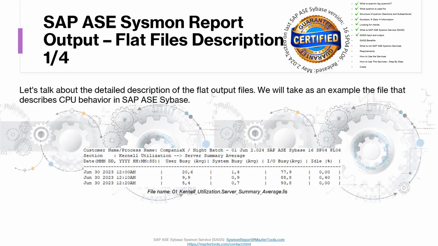All flat files have as a header the name of the client, and of the process, the Sysmon section, in our case kernel utilization, subsection server summary average. We will have the information sorted by date, average user usage, system usage, average busy I/O and average idle. It should be noted that each record in this file was extracted from the output of the corresponding Sysmon. Each output of each flat file will be displayed according to the situation. For example, there will be situations where the idle % column does not apply, so it will not be displayed.